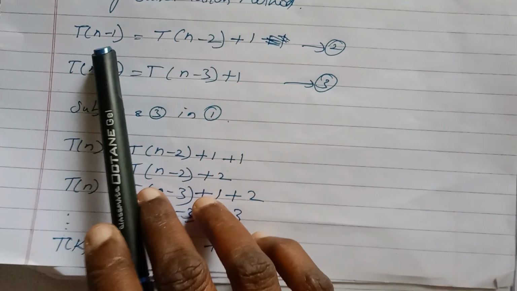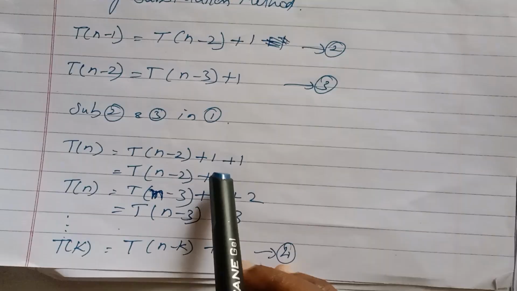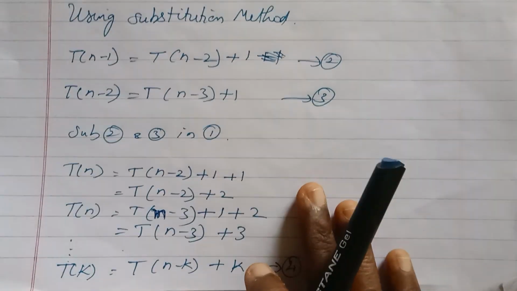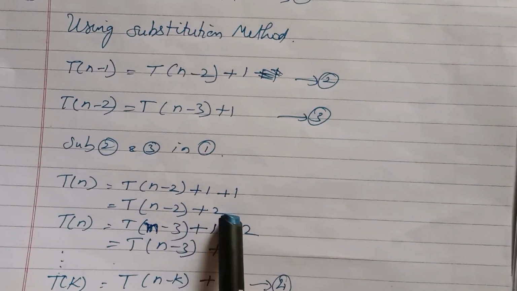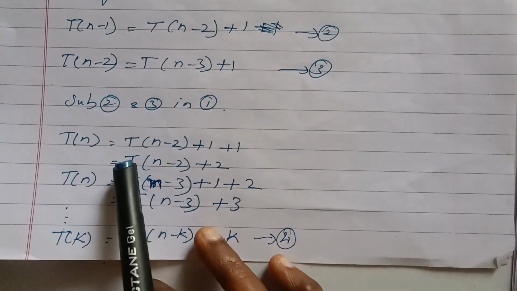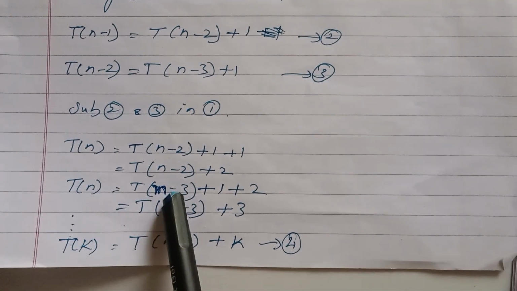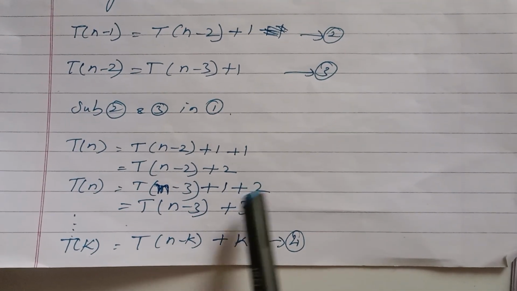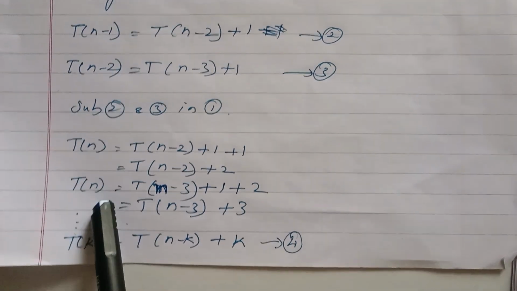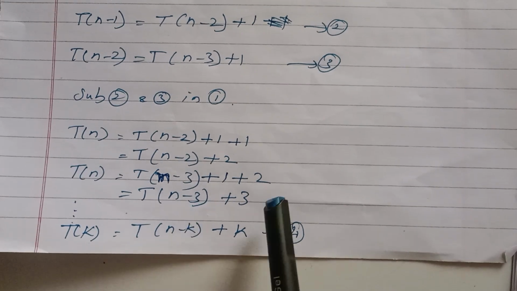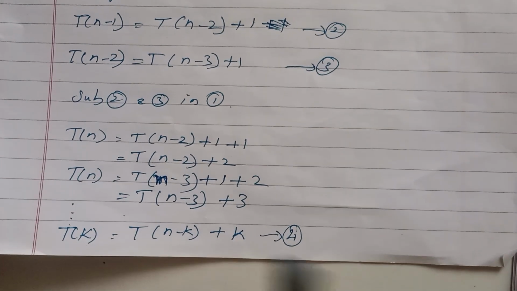Use these equations. First you substitute the second equation into the first. So T of n becomes T of n minus 2 plus 1 plus 1, so T of n minus 2 plus 2. Next, substitute for T of n minus 2 from the third equation. You get T of n is equal to T of n minus 3 plus 1 plus 2, so T of n minus 3 plus 3. You continue with this, you get T of n is equal to T of n minus k plus k. So equation 4.